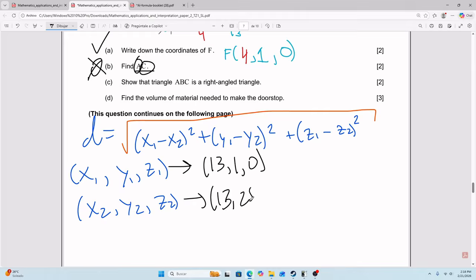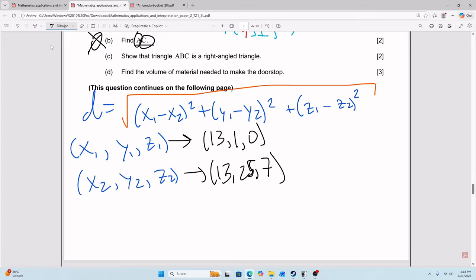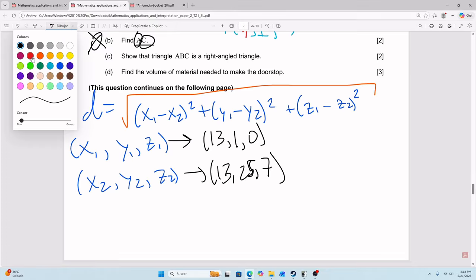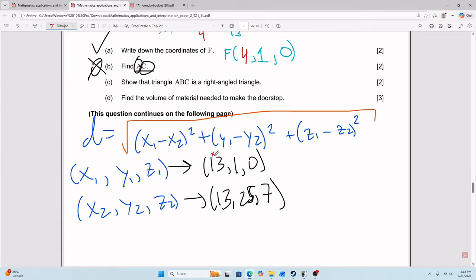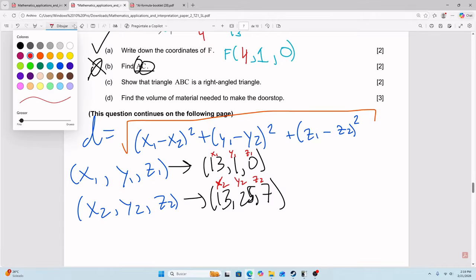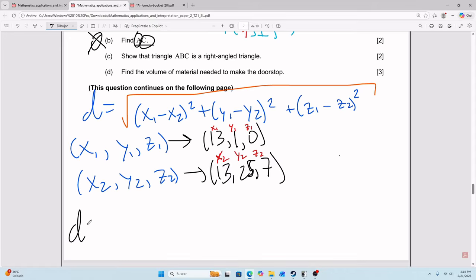13, 25, 7. So if I plug all of that in, the only way you can really mess up is by plugging it in incorrectly. So I even suggest writing down just above what each thing is. So this is x1, this is y1, this is z1, this is x2, this is y2, this is z2. This is just a 30-second step of being very clear what is x1, what is x2, what is y1, what is y2, etc. So plugging in now, you end up with something like square root.